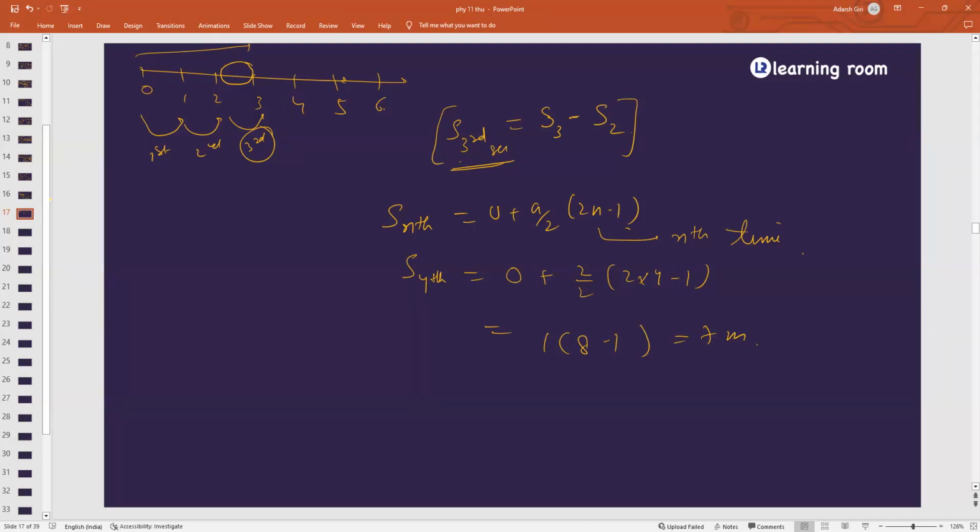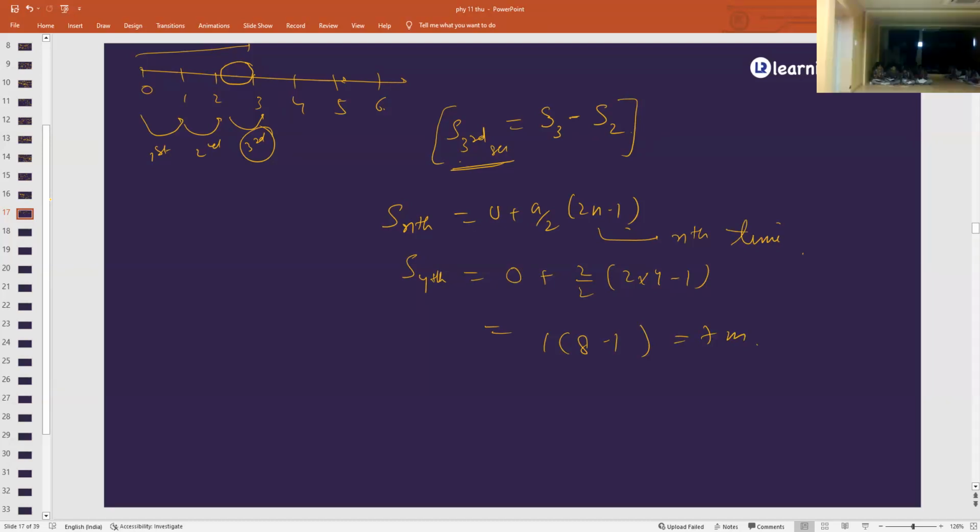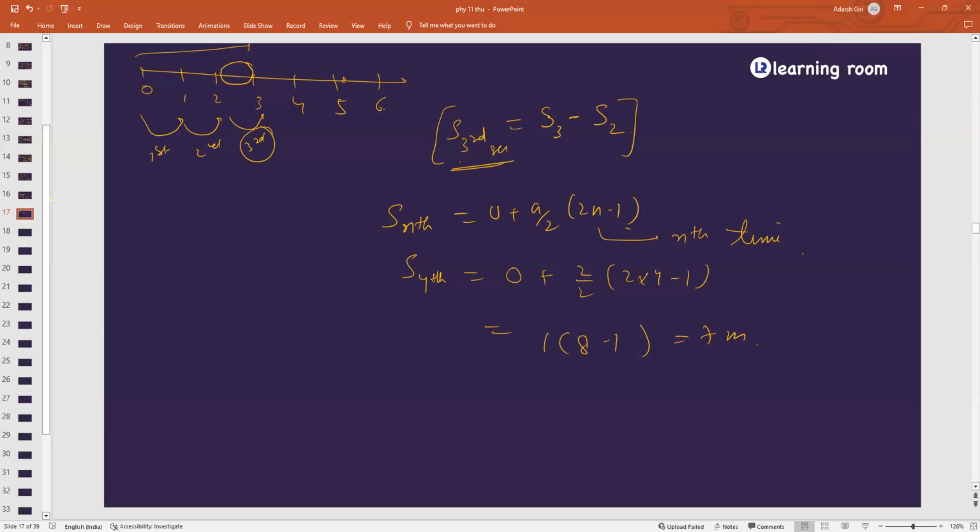Got it? Yes, sir. Write it down. So this is how we calculate the distance traveled in the nth time period.